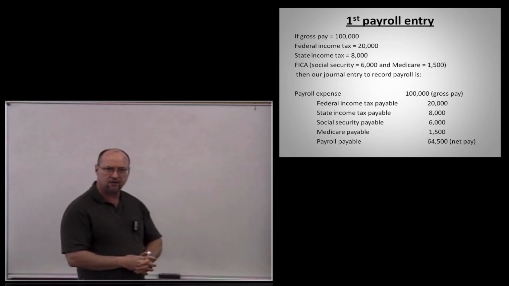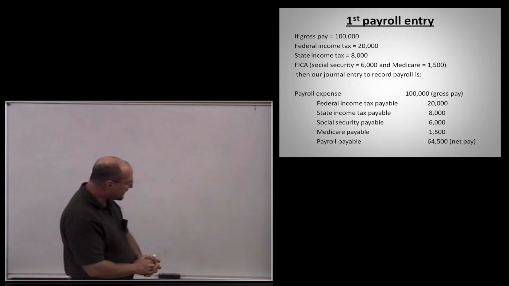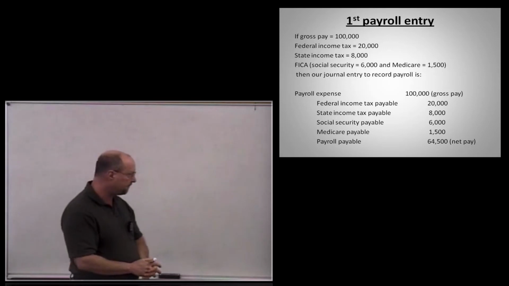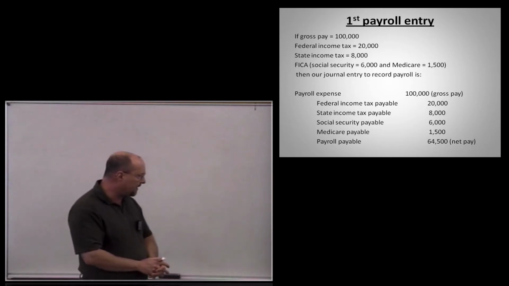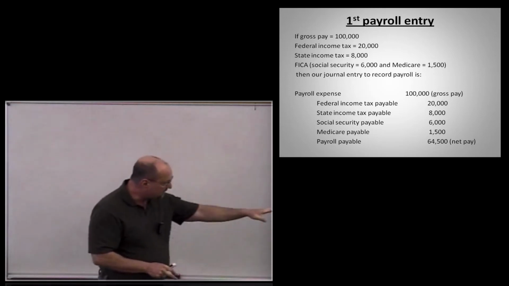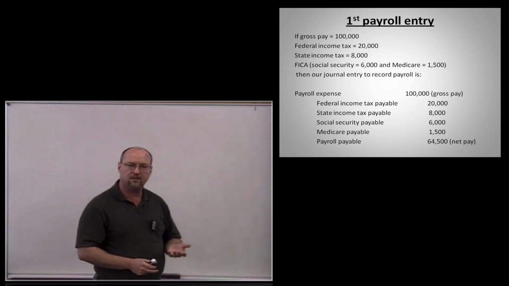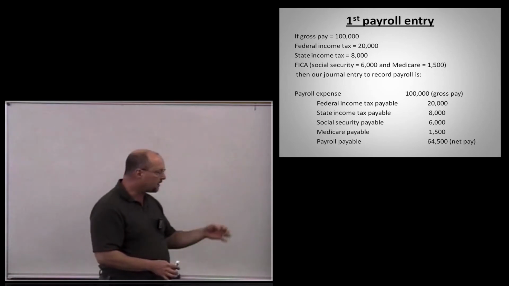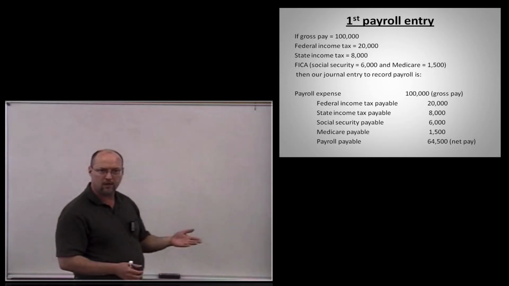So we have federal income tax payable. That's going to get paid to the Internal Revenue Service. The state income tax payable in California, that gets sent to the Franchise Tax Board. Social Security payable will go to Social Security. Medicare payable goes to the Medicare system. And then what's left is what goes into the employee's pockets, payroll payable, and we call that net pay. And again, that could be wages payable or salaries payable, whatever you want to call it.